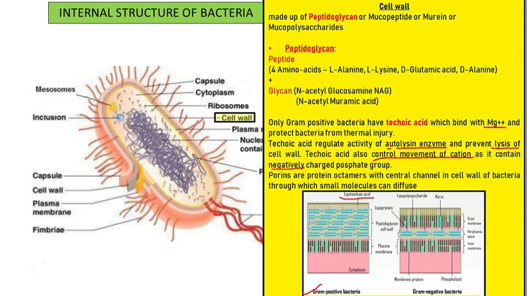Now all bacteria also have porins. So this is the porin. Porin is the structure through which small molecules can diffuse inside the bacteria. This is a protein octamer through which small molecules can easily diffuse. So the cell wall is one of the most important structures of bacteria.